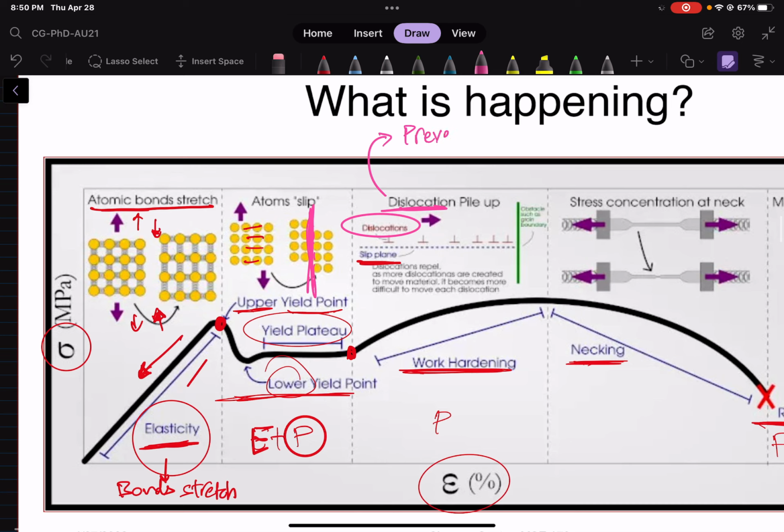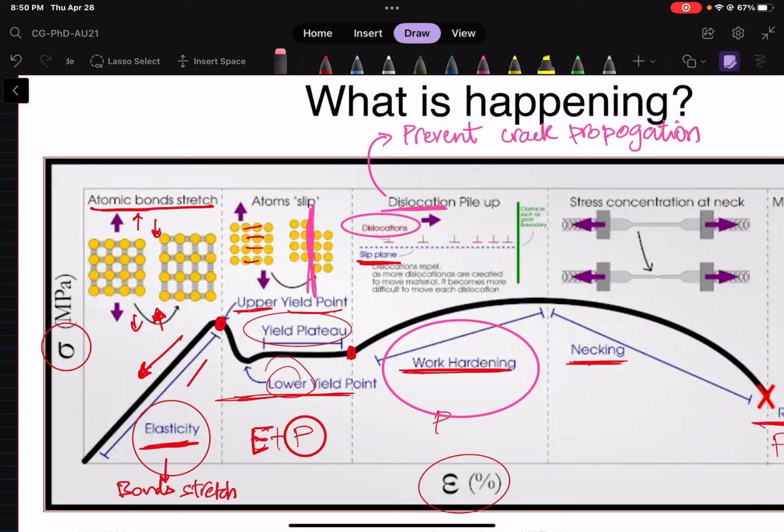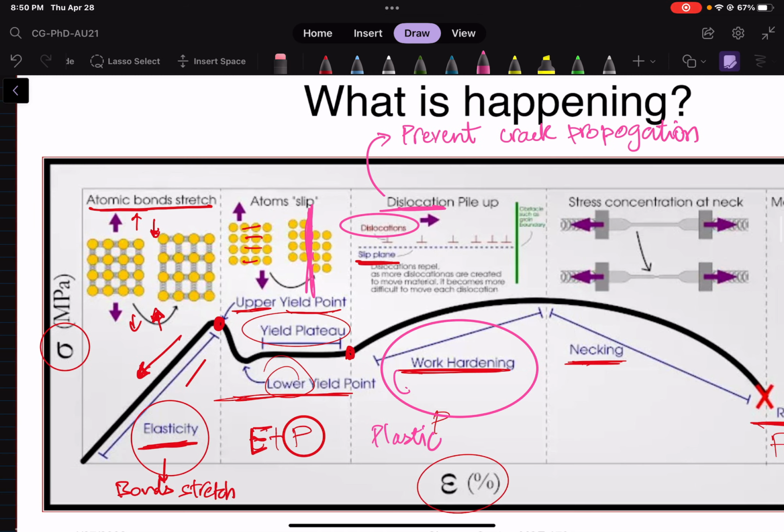Dislocations piling up prevent crack propagation, meaning that in this region of work hardening, even though you are deforming your material plastically, your material is permanently deforming. Because of these dislocations forming, your material is getting stronger. So work hardening, therefore, stronger.